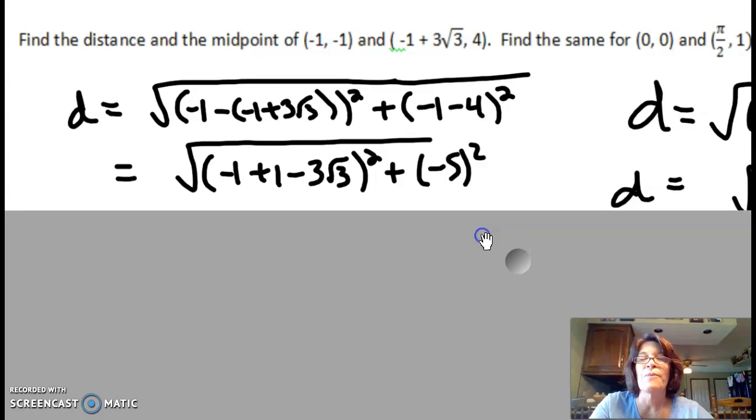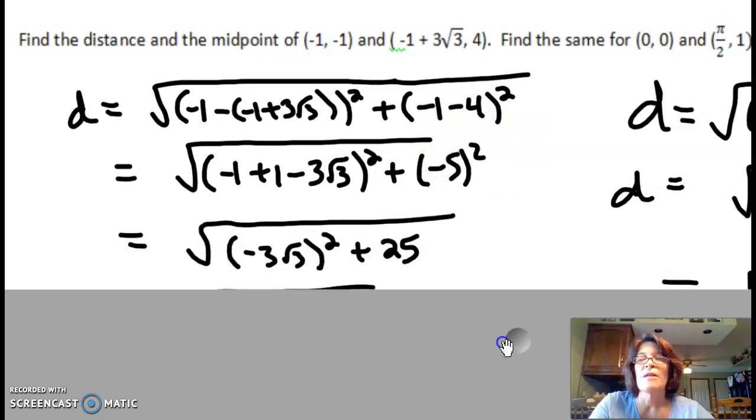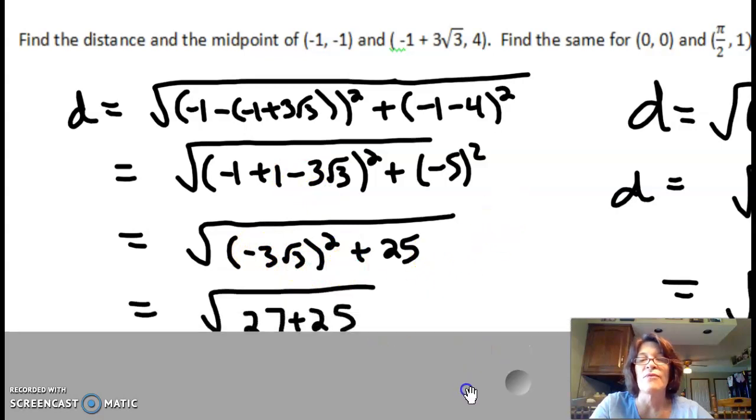So that becomes -1 minus -1, which is +1, minus 3 squared, so 3. I'm going to square that difference. -1 minus 4 is -5. So -1 plus 1 is 0. I just have -3 root 3 squared plus -5 squared is 25.